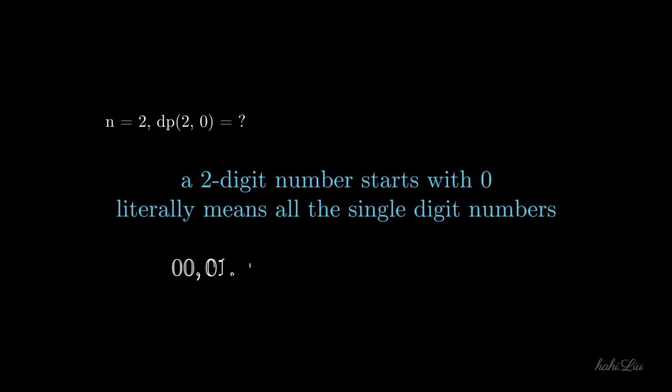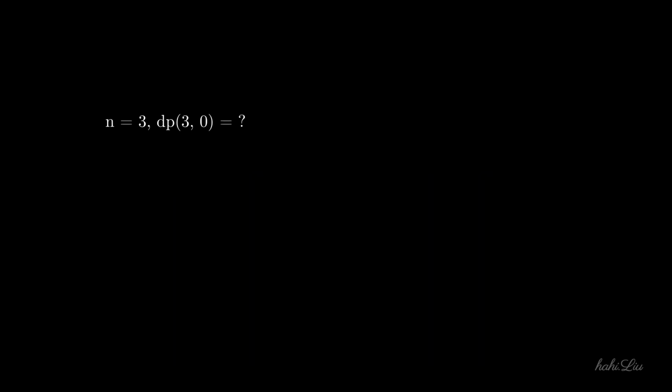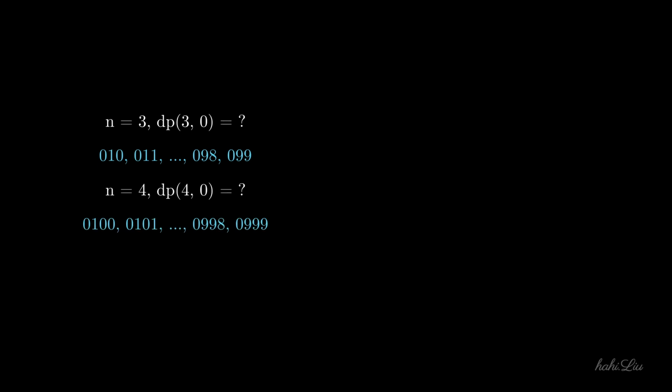But what about this? An n-digit number that starts with 0. What does it mean? Let's say n equals 2. A 2-digit number starting with 0 literally means all the single-digit numbers from 00 to 09. 04 is unlucky, so dp20 should return 9. Likewise, when n equals 3, dp30 counts from 010 to 099. When n equals 4, dp40 counts from 0100 to 0999. There are too many numbers, so you don't want to count them.